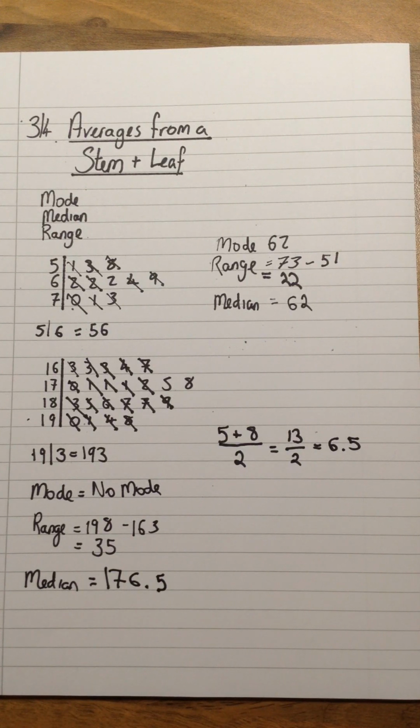You should now be able to attempt the questions from the averages from a stem and leaf worksheet. I'm going to say for this instance that you don't have to draw the diagrams out in your book for every single question, but I will expect you to draw the first 3 or 4 out so that you've got a few more examples.